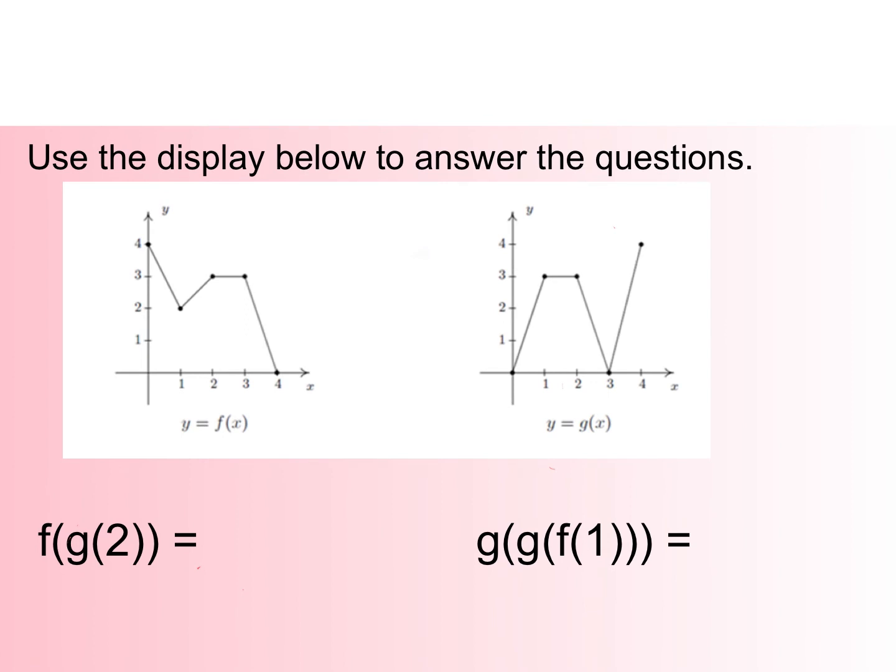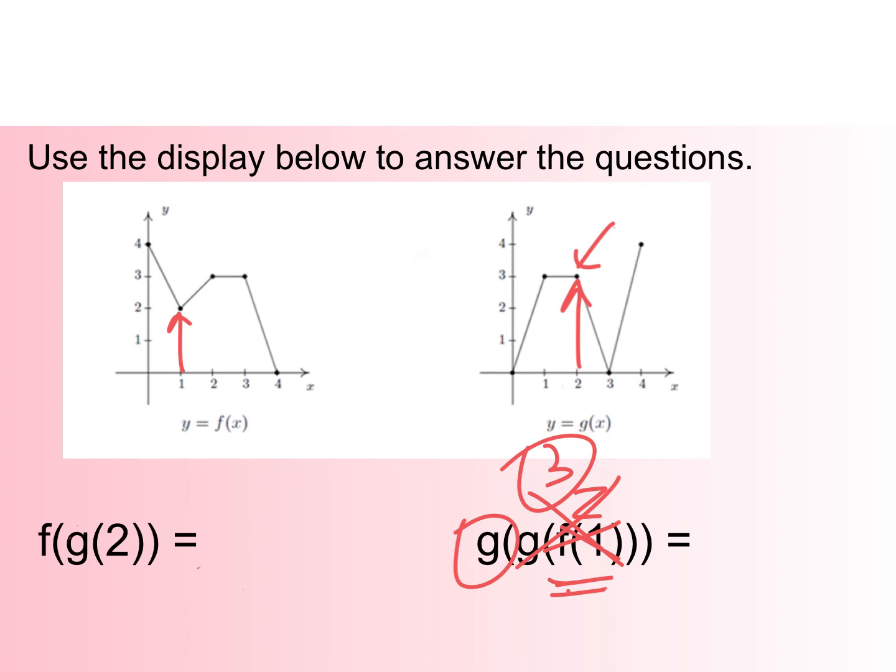Pausing. Hearing a lot of people say 0. I will check it for you quick. f of 1 is 1, goes into the f function, and I get 2. g of 2 goes in, and I get 3. And then I have to do g of 3. That means it's right there, and the output is 0. Yes. Okay, moving on.